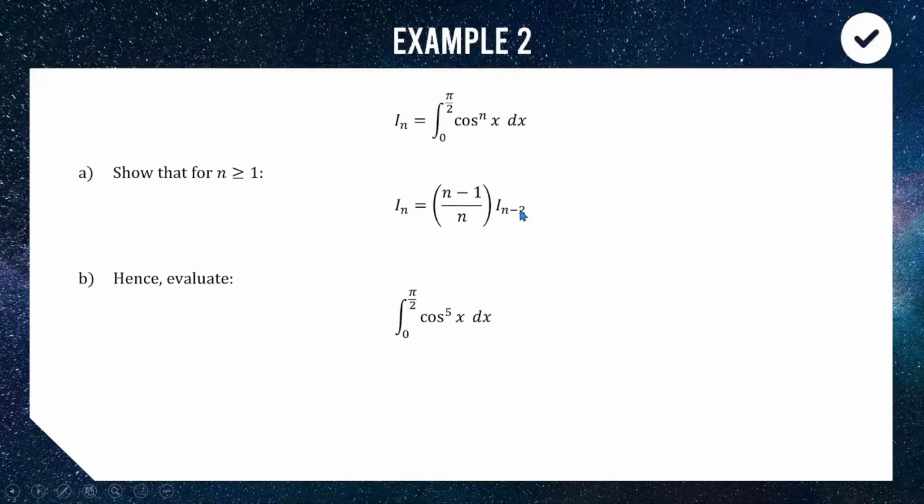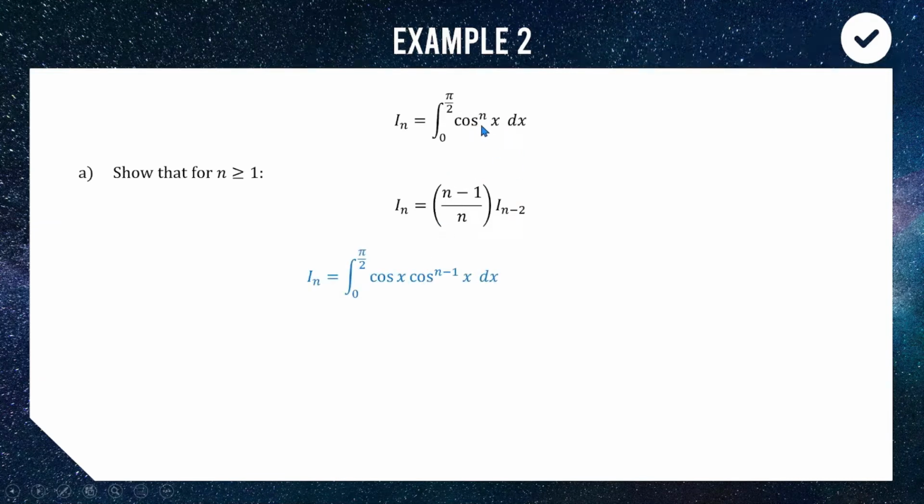Okay, this one's got a bit of a trick to it because we want to prove a formula that's involving a power of n minus 2 rather than n minus 1. So if we think about differentiating cos to the power of n, if we bring the n out the front, the power is going to reduce to n minus 1, which is not going to be much use to us because we want to end up with an expression involving a power of n minus 2. That's why the trick for this question is to re-express our integral like this.